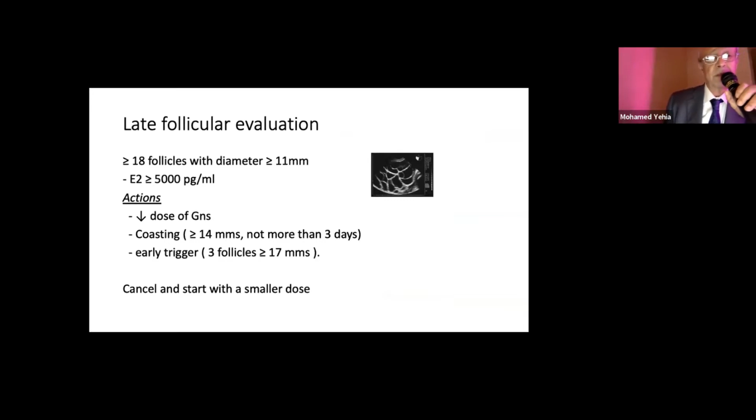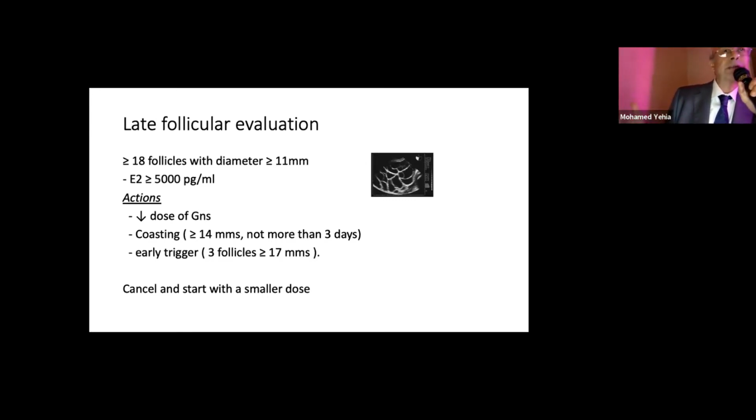Estrogen above 5,000, you can either decrease the dose of gonadotropins or coasting. I don't like coasting. It doesn't work in my hand. But if you are going to do coasting, there are two conditions. First, your follicles should not be less than 14 millimeters. Otherwise, they are going all to atresia. The second thing, coasting should not go on for more than 3 days.